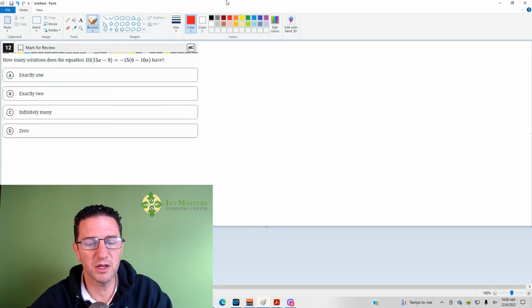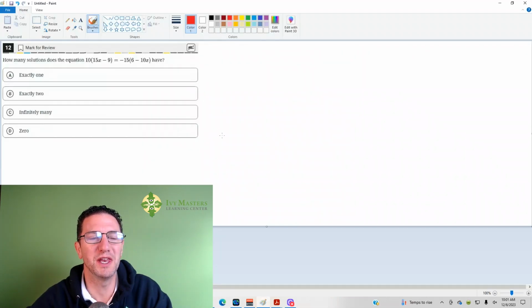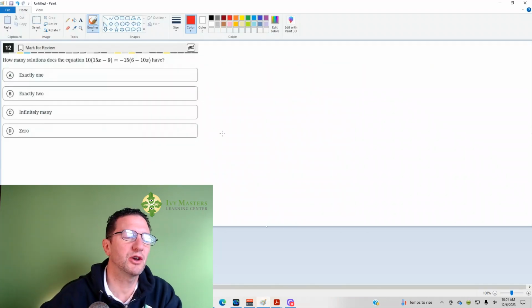What you could also do is plug it into Desmos. If you plugged it into Desmos, I'm just going to show you what it looks like. It looks like you just have one line here. But notice, my cursor's in the green. If I click into the purple, then it's the same exact line, but it turns purple. Back to green when I click back in. What does that mean? It means you've got one line right on top of the other. That means you've got infinitely many solutions. So your correct answer is going to be C.